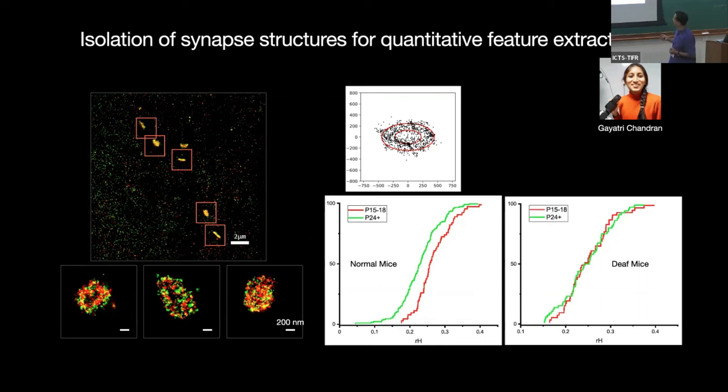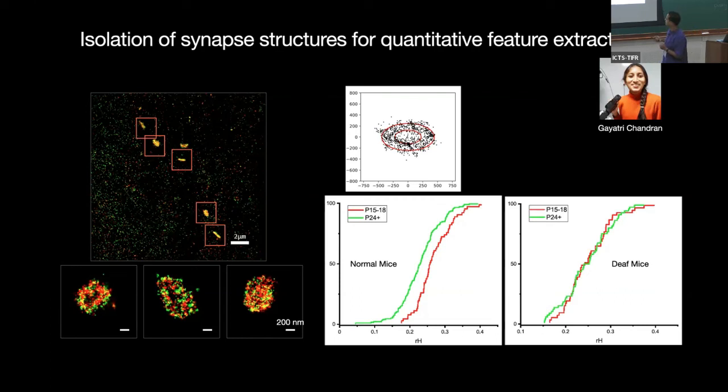And what we found, interestingly, was that, so these are two different plots here. One of them is from mice that are very young, around 15 days after birth, which is when the onset of hearing is thought to happen. And there are mice which are a little older, 24 plus days after birth. What we find is that if we quantify the shape of the donut, there seems to be a transition happening with the onset of hearing.